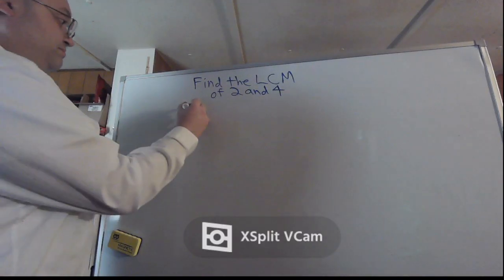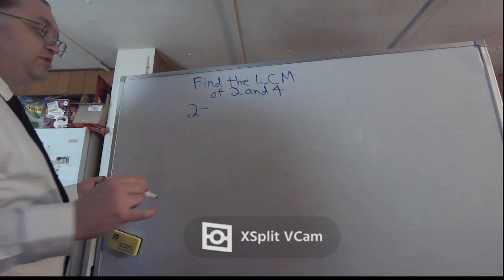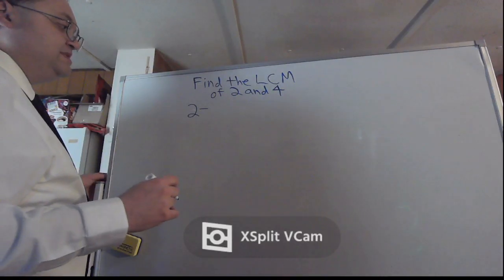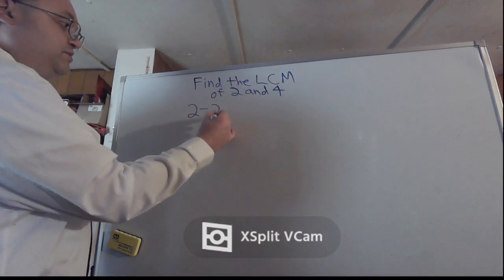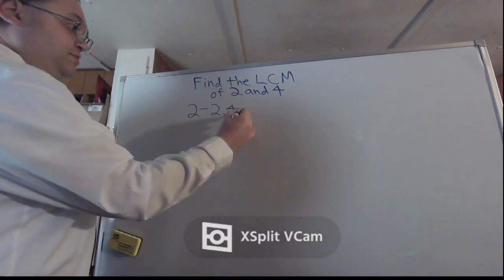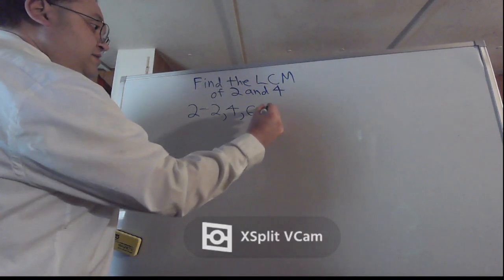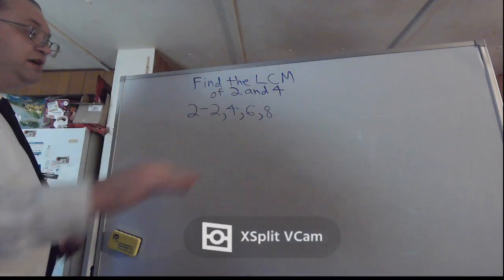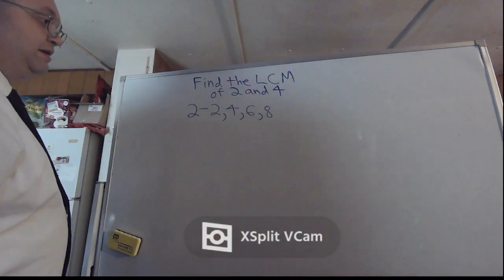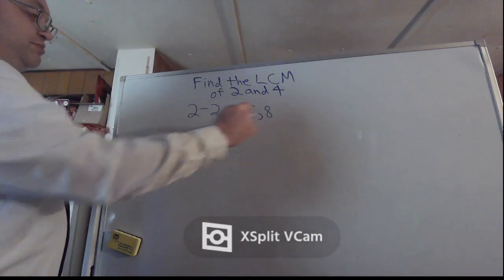Okay, well, let's start with 2. We'll list some multiples of 2. To list multiples, you just basically think of your times table. So 2 times 1 is 2, 2 times 2 is 4, 2 times 3 is 6, 2 times 4 is 8. We could keep on going, but there's no reason to right now. So these are all multiples of 2.